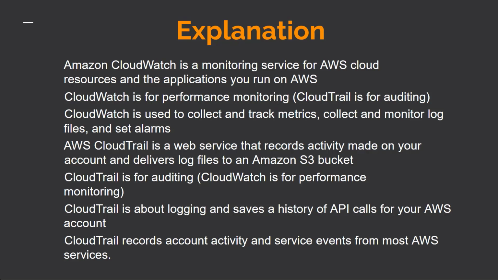Explanation. Amazon CloudWatch is a monitoring service for AWS cloud resources and the applications you run on AWS. CloudWatch is for performance monitoring. CloudTrail is for auditing. CloudWatch is used to collect and track metrics, collect and monitor log files, and set alarms. AWS CloudTrail is a web service that records activity made on your account and delivers log files to an Amazon S3 bucket. CloudTrail is about logging and saves a history of API calls for your AWS account. CloudTrail records account activity and service events from most AWS services.